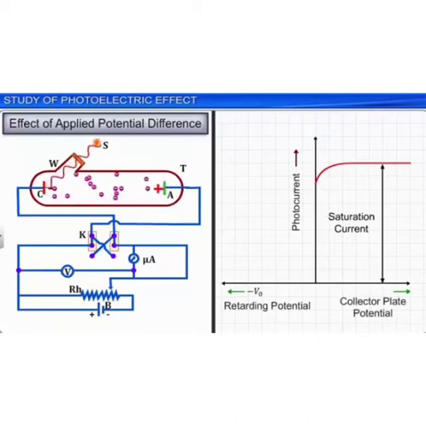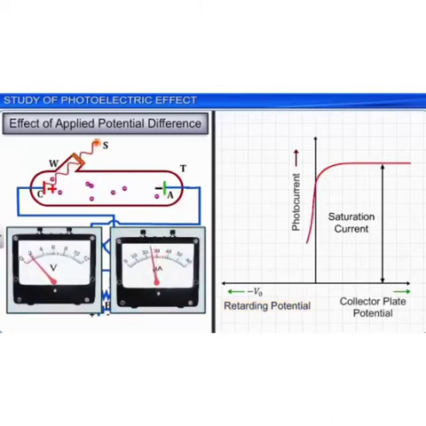Now the polarity of the cathode and the anode are reversed. This potential builds a positive charge on the emitter plate that attracts the emitted electrons. The negative charge on the collector plate repels the emitted electrons. Hence, this potential is called retarding potential. As the retarding potential increases, you will observe a sharp decrease in the photoelectric current. This decrease is attributed to the decreasing number of electrons that reach the collector plate.